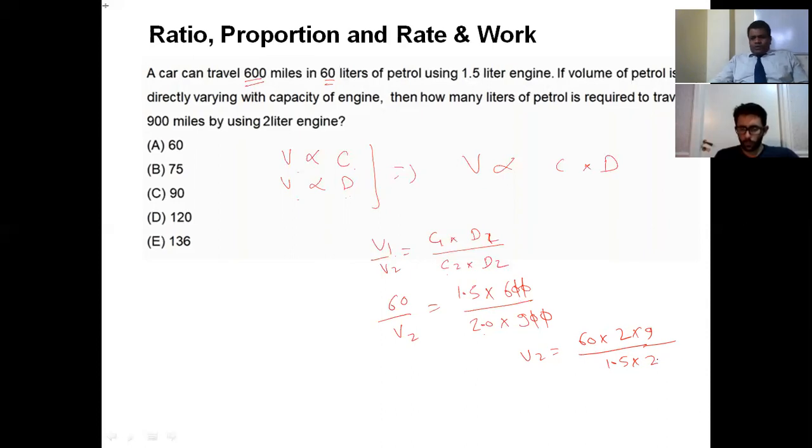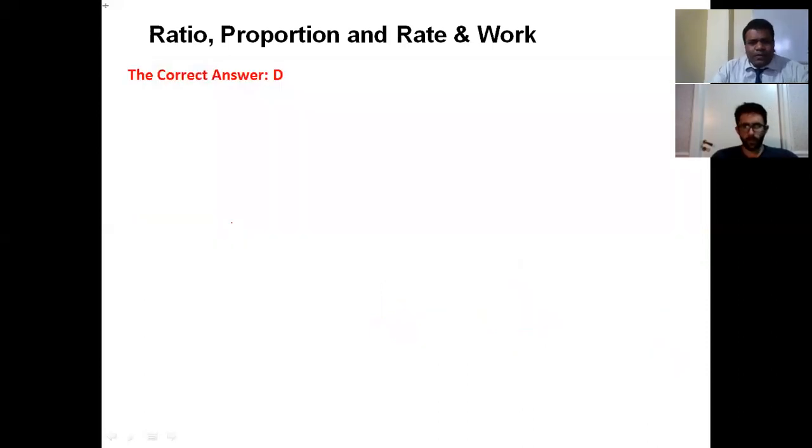1.5 into, no, 6, not 2. This is 6. 1.5 into 6 is 9. I'm getting 120 because this is 9. Yes, okay. So 120. So the correct answer is 120. Okay. Is that clear? Yes, this is clear. So, okay, I'll stop here.